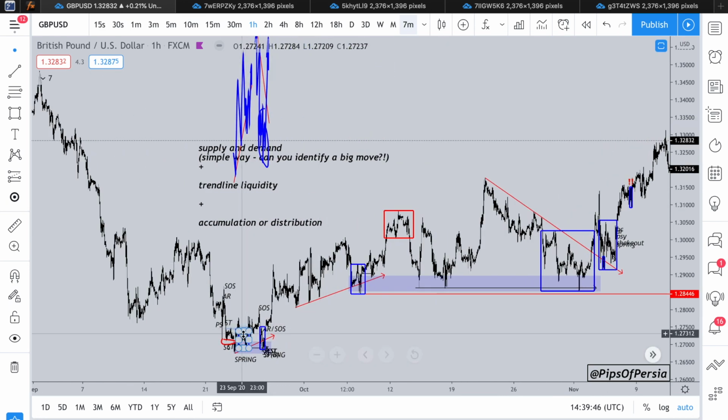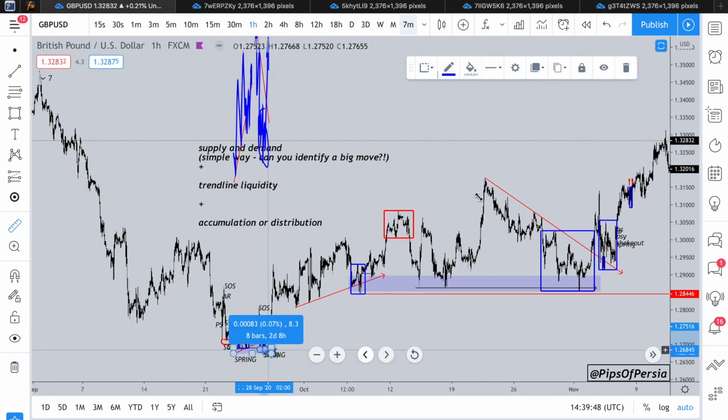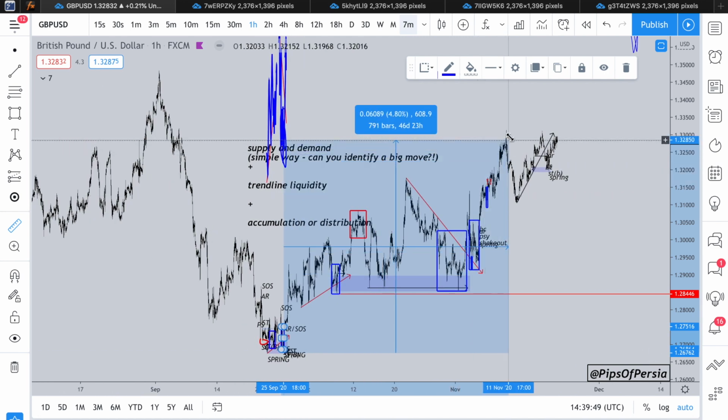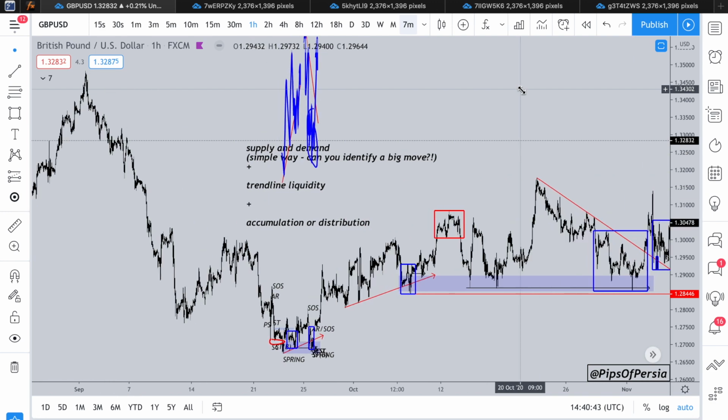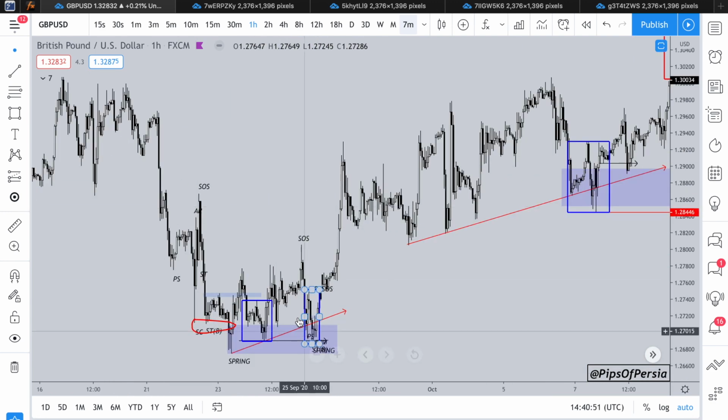That's the accumulation down there, 24th of September. So we've actually had the near enough 600 pip move away from that level, which is phenomenal. But the main aim is to be able to see how the market would have given you confirmations and to read the exact behavior that gets printed on the charts for you to be confident in your analysis. So let's move on.